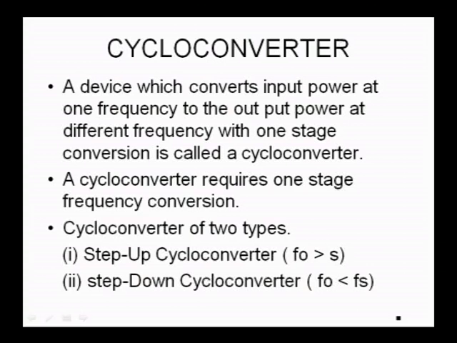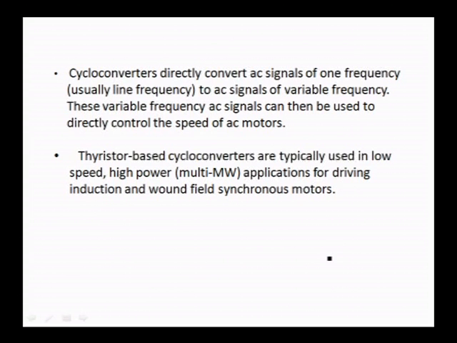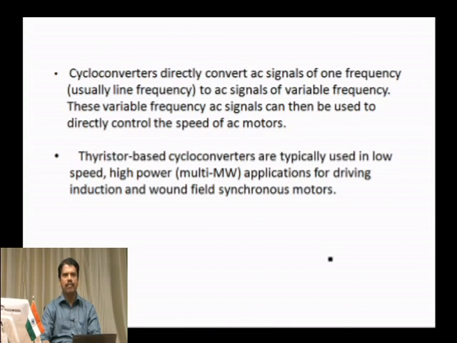We have two types of cycloconverter. One is the step up cycloconverter, where the output frequency is greater than the source frequency Fs. In the step down cycloconverter, the output frequency is less than the source frequency Fs. A cycloconverter directly converts AC signals of one frequency to AC signals of variable frequency. This application is found in speed control of AC motors. If you want to control the speed of an AC motor, the easiest thing is to vary the frequency.